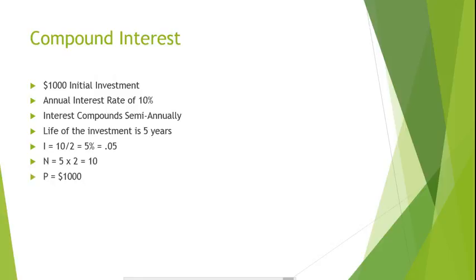Now that we have solved the interest rate per compounding period and the number of compounding periods, we can plug our figures into the compound interest formula. Remember, if the interest rate is expressed as a percentage, then it needs to be divided by 100 so that it is expressed as a decimal. So our principal is $1,000. Our interest per compounding period is 5% or 0.05, and the number of compounding periods is 10.